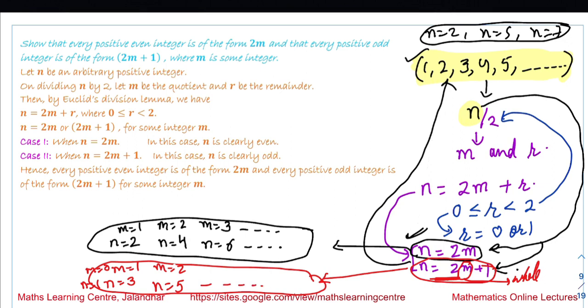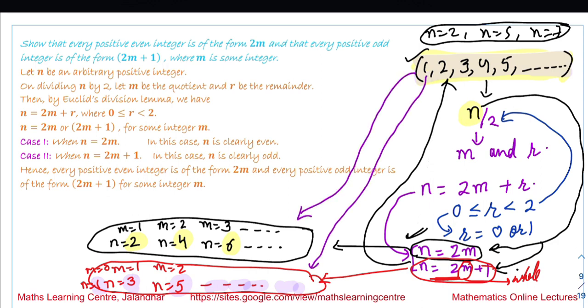So what we see from this is that we have obtained two collections over here. One is 2, 4, 6, 8 and so on. And the second collection we are talking about is 1, 3, 5, likewise these numbers are there. So we have these numbers 1, 2, 3, 4, 5, and we have obtained two collections from this. This collection shows that n is even, and the second collection shows that n is odd.